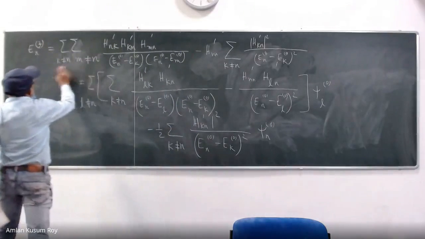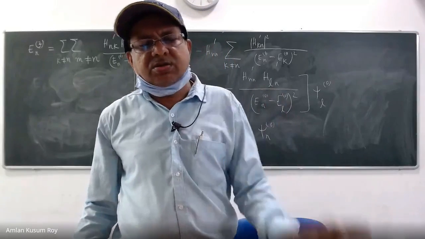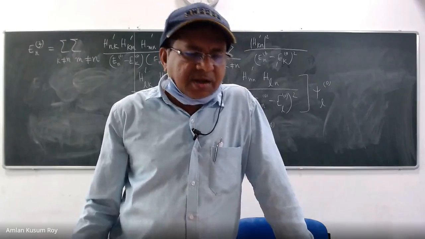Okay, so I think. Sir. Oh yes, please. Sir, can you please again explain? Sir, n is the ground state, and k are the higher energy states? No, n is not the ground state. n is an arbitrary state. Sometimes it can be the ground state.